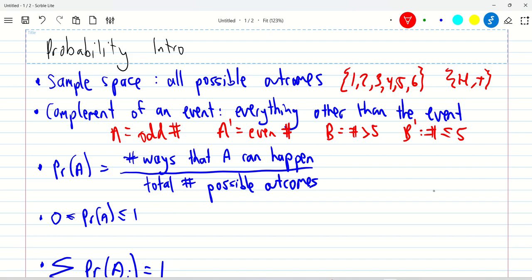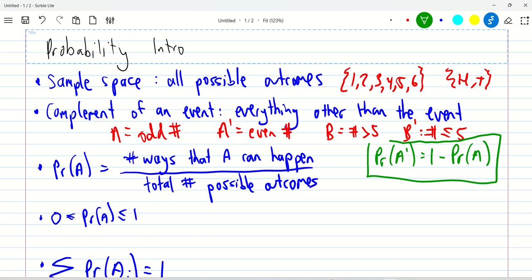And just to add a formula in there, if you're trying to find the probability of a complement, because it's everything other than that, it's 1 take away the probability of the event. So there's a formula for if you're ever trying to find the complement of something: 100% take away that. So that's a quick way there.